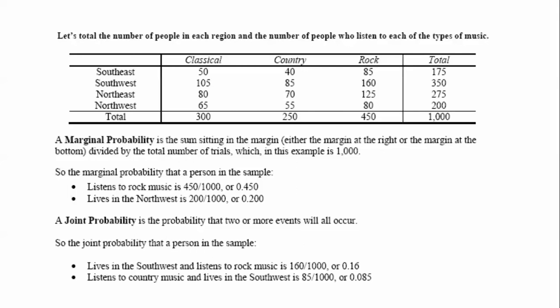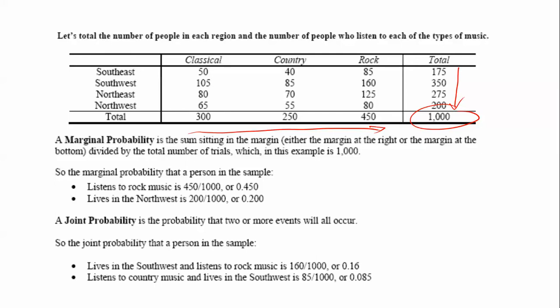So what we do is we calculate the margins. We're going to calculate the total number of people that live in the southeast and the total number of people that like classical music. We calculate those margins, and that's nothing more than just adding up those values. And then if we sum all of the columns and all of the answers from the rows, we see that they are equal, or at least if our math is correct, they're equal. And there are 1,000 responders to this questionnaire.